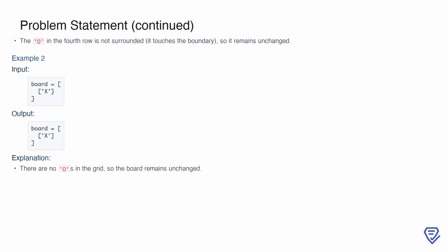Now, let's highlight the O in the fourth row. This particular O is not flipped because it is not completely surrounded. It touches the boundary of the board, and any O connected to the boundary directly or indirectly cannot be part of a surrounded region. This example also shows how the function handles boards with no changes required. For instance, in the second example, the board consists of just one cell, which is X. Since there are no O's present, the board remains unchanged. This demonstrates that the solution should handle such edge cases gracefully.